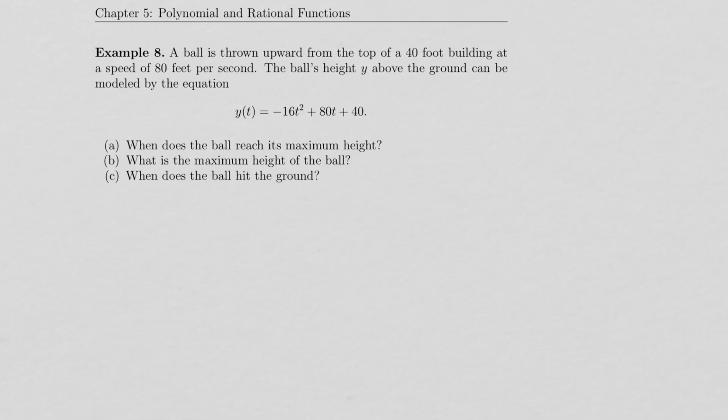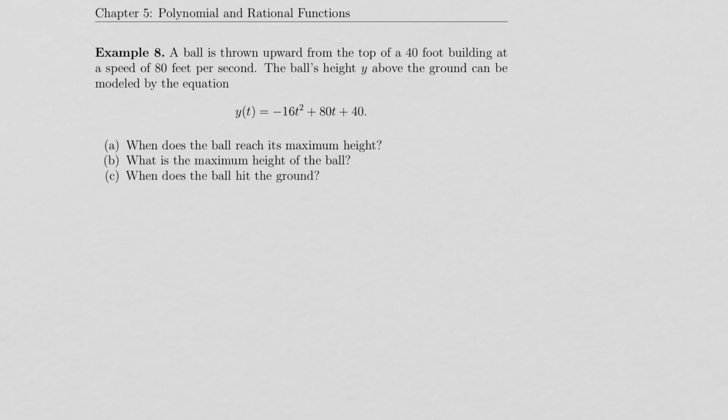Okay, so you're told in this case that a ball is thrown upward from the top of a 40-foot building at a speed of 80 feet per second. The ball's height, y above the ground, can be modeled by the equation y of t equals negative 16t squared plus 80t plus 40. T, by the way, is the time in seconds. So basically this is giving us the vertical position of the ball for each time in seconds. And we want to answer several questions about this. When does the ball reach its maximum height? What is the maximum height of the ball? And then when does the ball hit the ground?